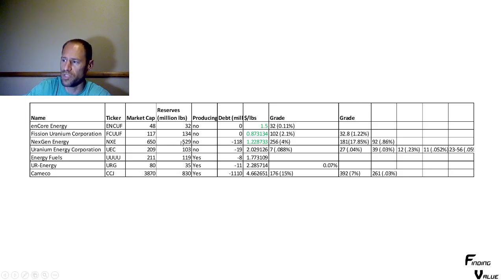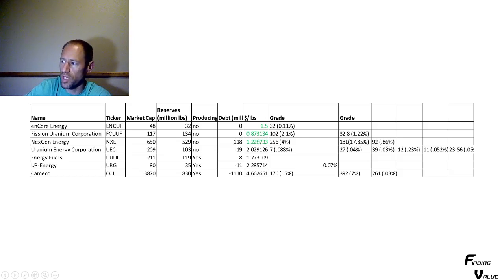529 million pounds of reserves. It's not producing, does have some debt, 118 million in debt. Dollar per pound, 1.22, very cheap. 256 million pounds at 4%, 181 at 18%, and 92 at 0.9%.